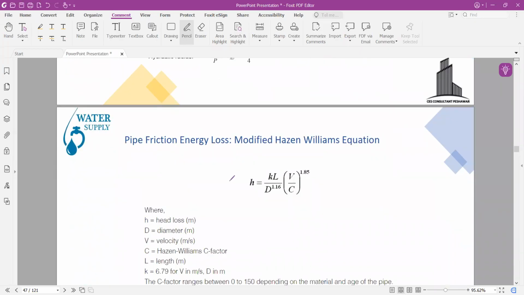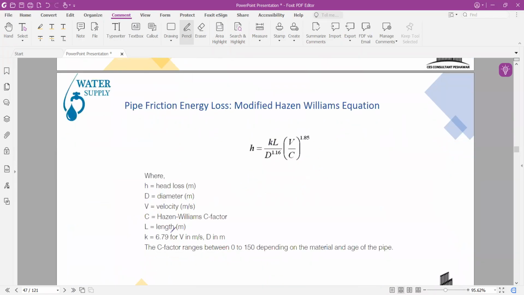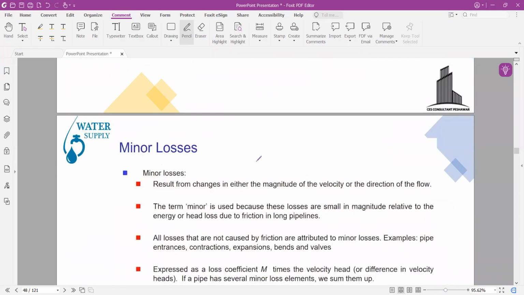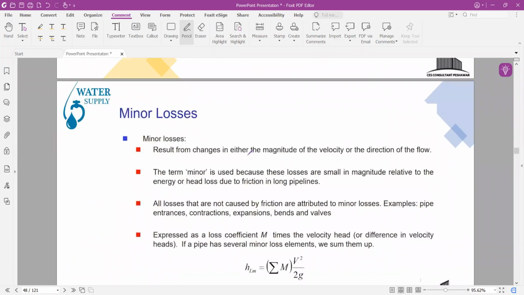And this is the modified form of the Hazen-Williams equation, where K is equal to 6.79 when the velocity and diameter are in SI units. So in order to design a pipe, we should also consider the minor losses occurring through the pipe. The minor loss basically occurs due to the pipe entrance, pipe contractions, expansions, bends, and valves. So these should also be considered in a water pipe design.